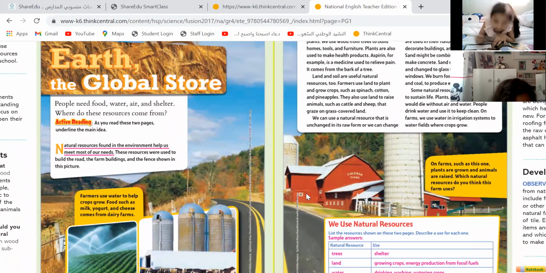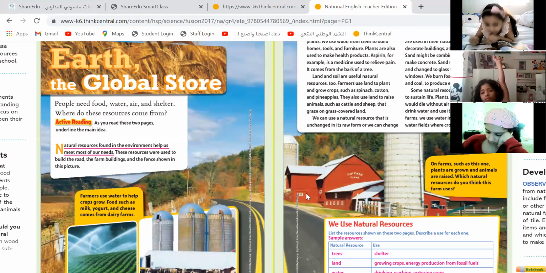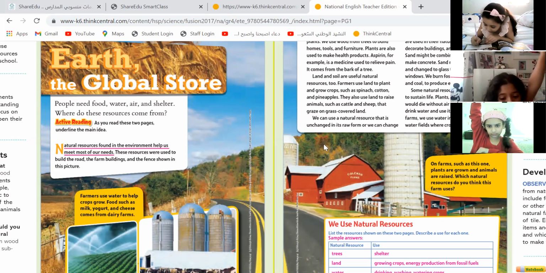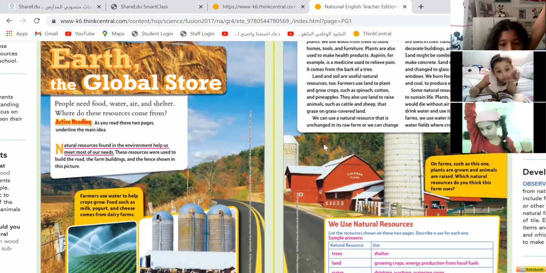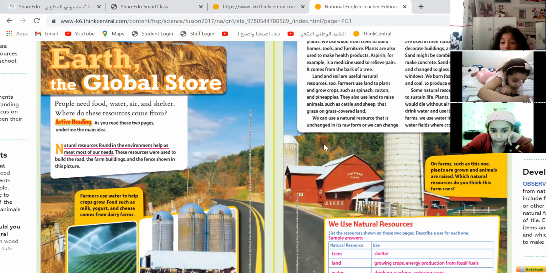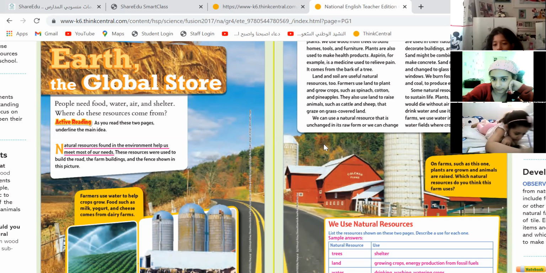Earth is the global store. What do I mean? What do we use from Earth? Look around you. Take a look at this picture. What do you see that we can use for living? Yes, Yelayan. Yes, Earth looks like a store. What do we use from the natural environment?